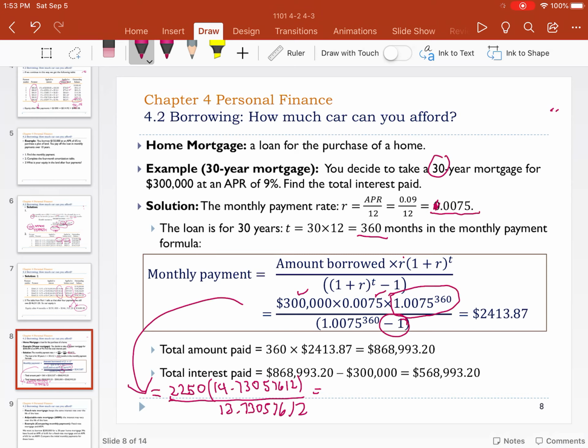That's a factor of 1.0727, but I'll just go ahead and cut to the bottom line. And yes, they were correct. 2413 and 87 cents, so 2,400 or so.